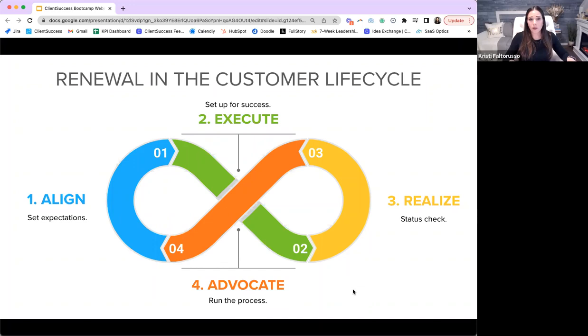The next thing that we do is we make sure that in our second stage, execute, which is heavily focused on product configuration, adoption, end user training and enablement, as well as onboarding, everything we've done there has set up our customers to succeed in achieving the goals that they set out to.